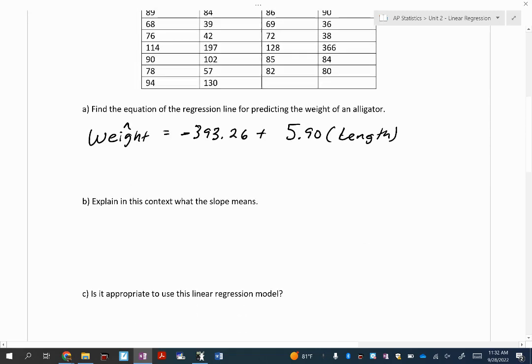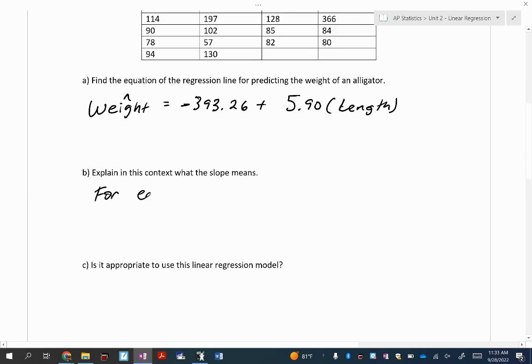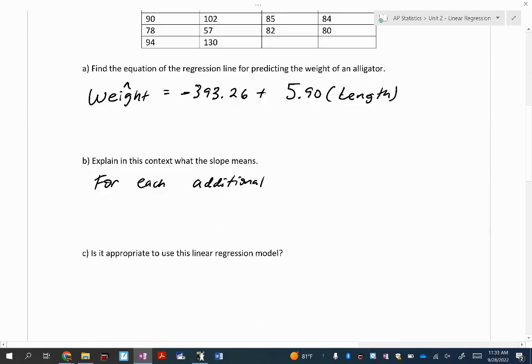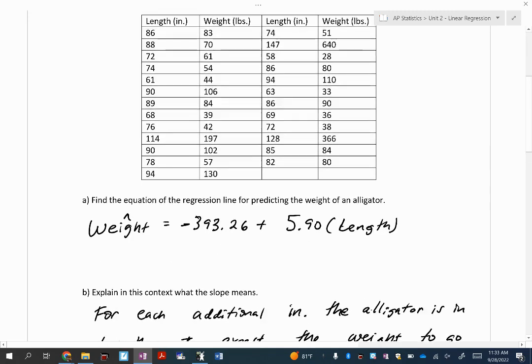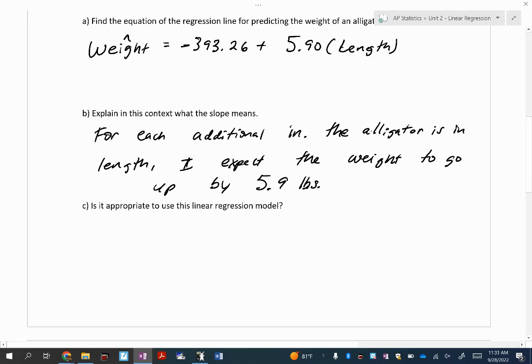All right, and it says explain in this context what the slope means. So this means that for each additional, let's see, it's in inches. So each additional inch the alligator is in length, I expect the weight to go up by approximately 5.9 pounds. So almost 6 pounds. All right, so that's what it means in terms of interpreting the slope.